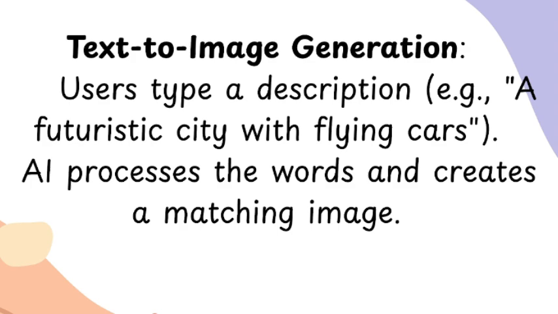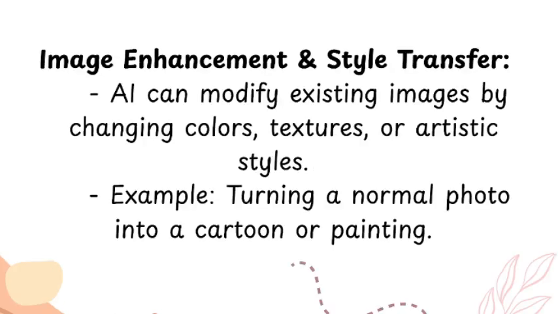You can imagine anything you want and tell it to the AI and it will generate it for you. Another one is image enhancement and style transfer. AI can modify an existing image by changing colors, texture, or artistic styles. I'm still going to show you how this works. You can actually upload an image, and then AI can help you modify it and make it beautiful. So now let me show you something.